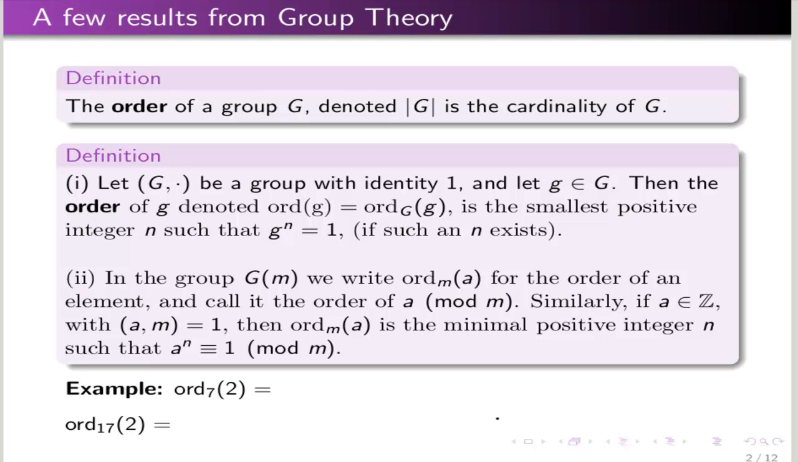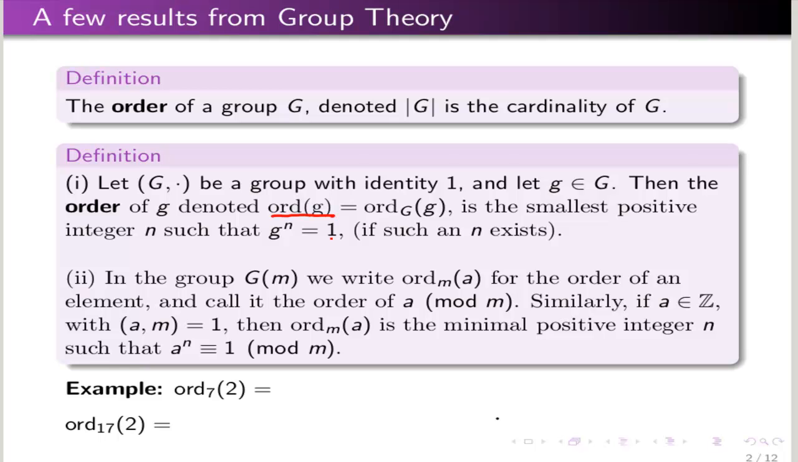So recall the order of a group is just the number of elements in the group, and we put the vertical bars around the group to denote the number of elements. We can also talk about the order of an element of a group, and I'll denote that ord g, order of g. Or if I want to specify what group I'm in, I'll put a subscript G. And it's just the smallest positive integer n such that g to the n power is the group identity element, which in this case I'm denoting as 1.